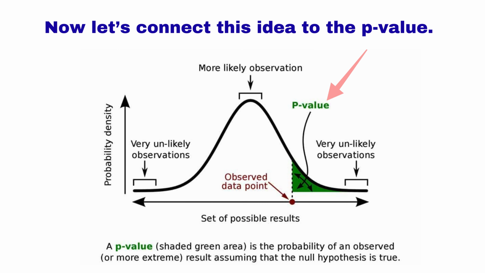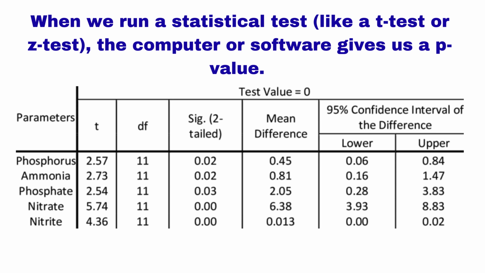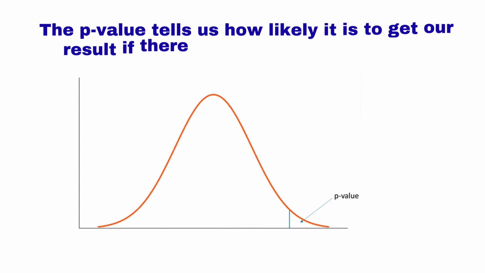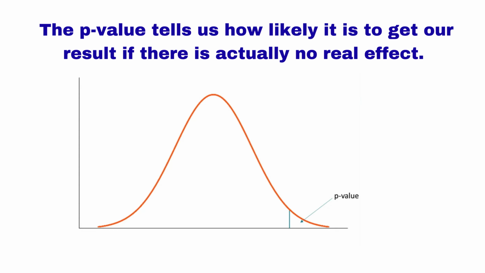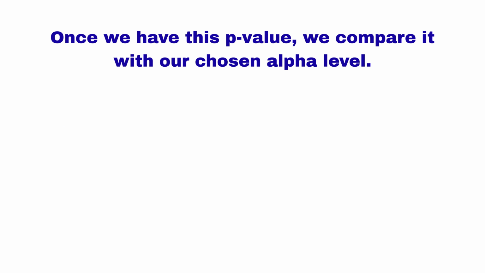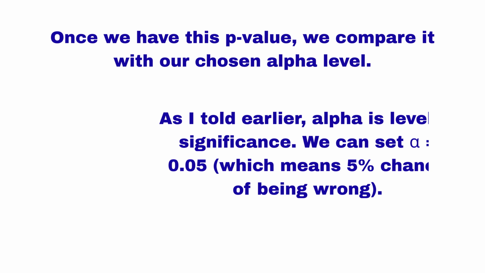Now let's connect this idea to the p-value. When we run a statistical test, like a t-test or z-test, the computer or software gives us a p-value. I will show you an example of this later in the video. The p-value tells us how likely it is to get our result if there is actually no real effect. Once we have this p-value, we compare it with our chosen alpha level. As I told you earlier, alpha is the level of significance. We can set alpha equals 0.05, which means a 5% chance of being wrong.